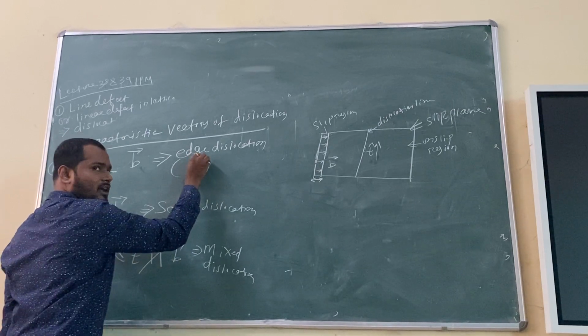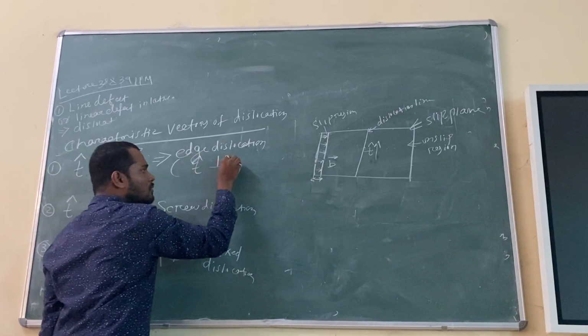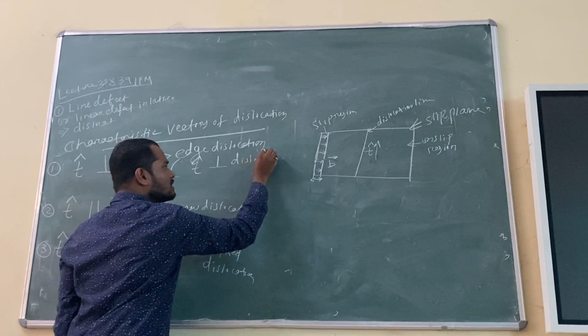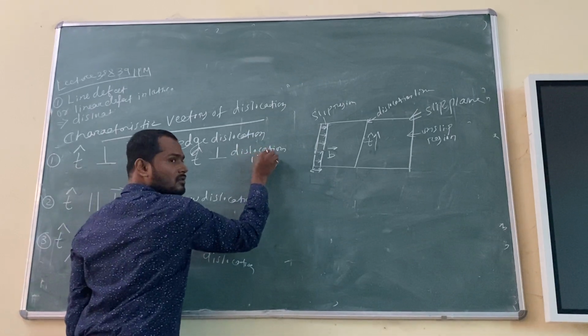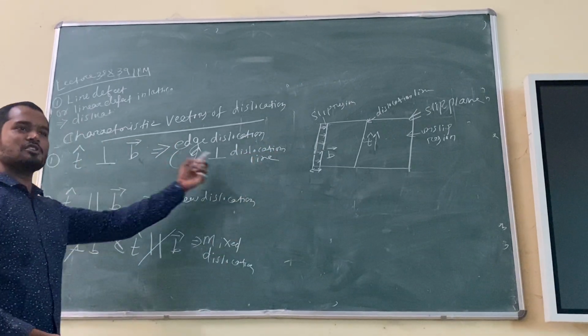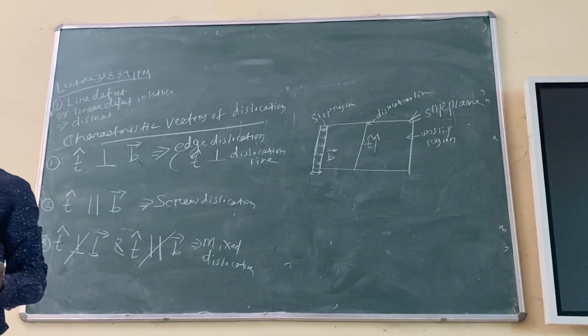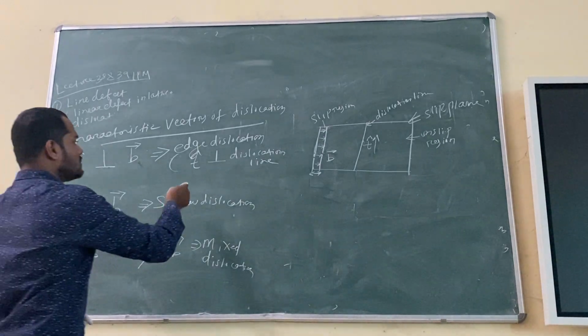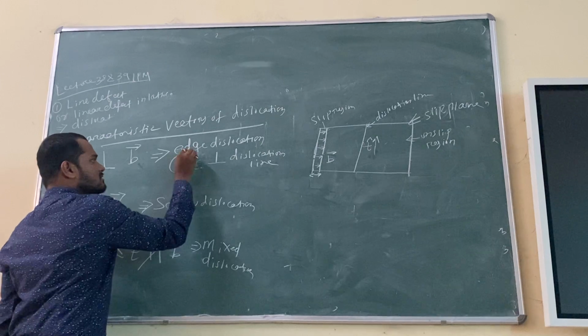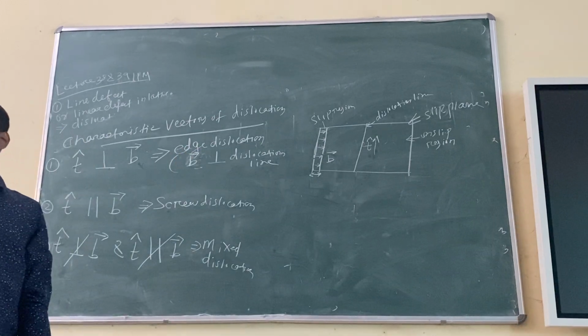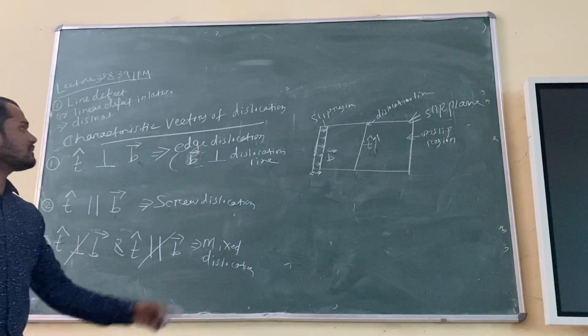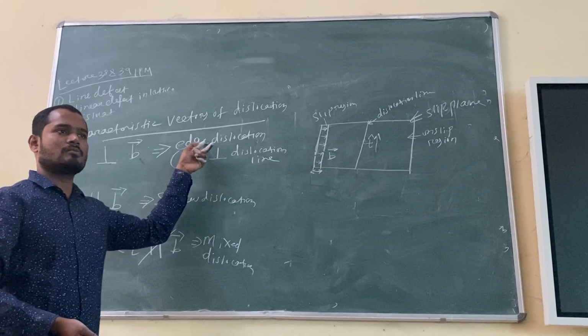Here I can also write tangent vector or line vector is perpendicular to the Burgers vector, right? Anything is true. This one is true, this one is true. You can write anything. Sorry, this one, Burgers vector. Sorry. The Burgers vector is perpendicular to the dislocation line. Right? So that means it is an edge dislocation.